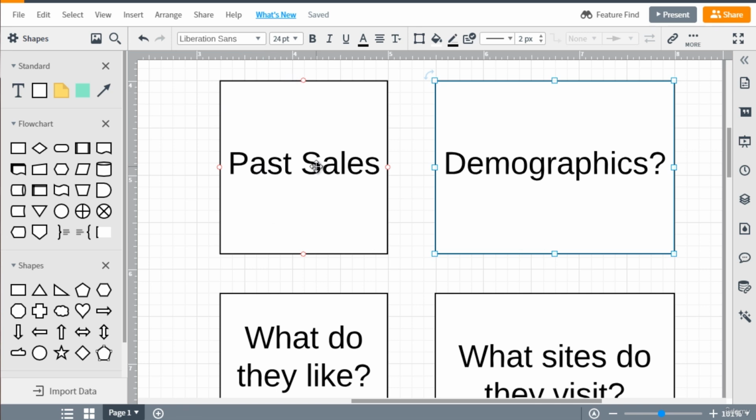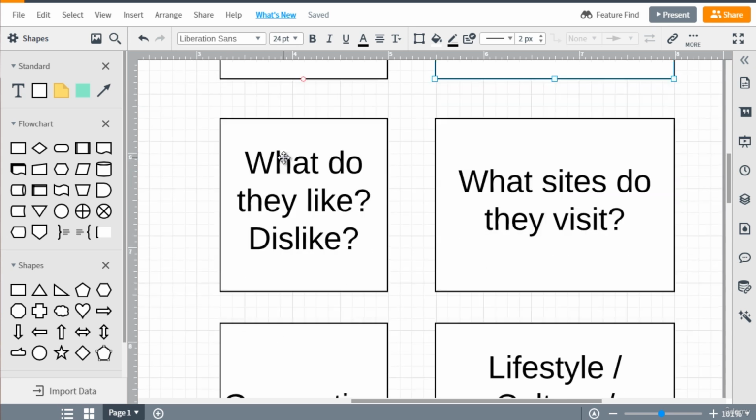So past sales is one thing. Another thing is to start figuring out their demographics. What I mean by that is, are they male? Are they female? What kind of age group are they? Are they young? Are they 18, 20, 30, 40, 50, or 65 plus? And beyond that, demographics-wise, start to paint a picture of who you are targeting. What do they like? What do they dislike?